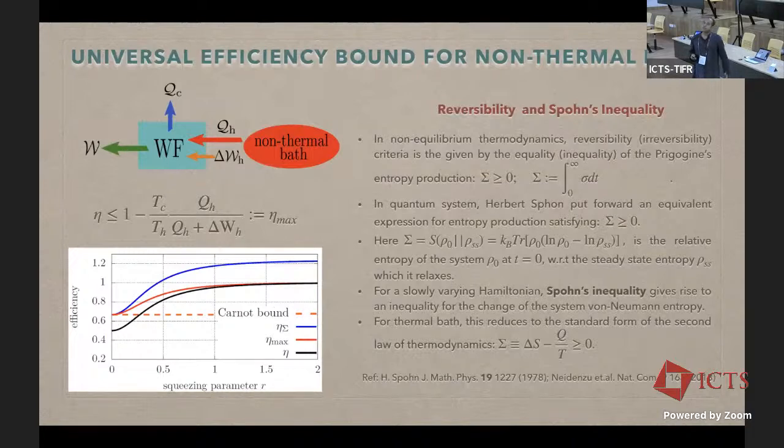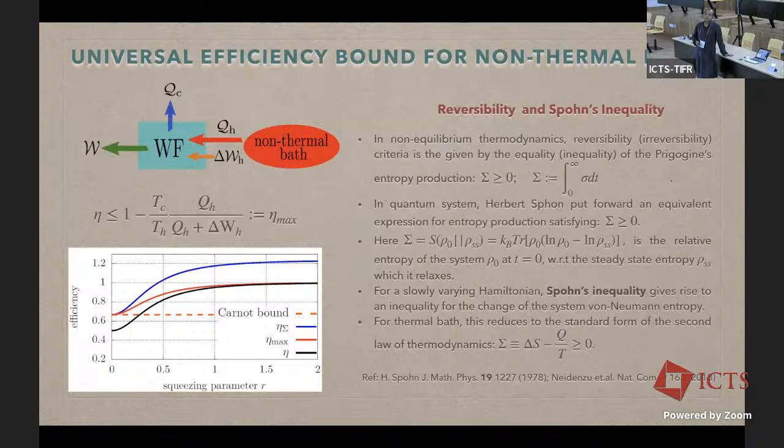It has been compared. So the reversibility is not the correct way to derive these bounds. On the other hand, for thermal systems, thermal baths, the criteria of reversibility and minimum heat dissipation are equivalent. So in classical thermodynamics, whether you derive based on the reversibility criteria or least heat dissipation, they are equivalent. Okay. On the other hand, for non-thermal baths, the situation is quite interesting.